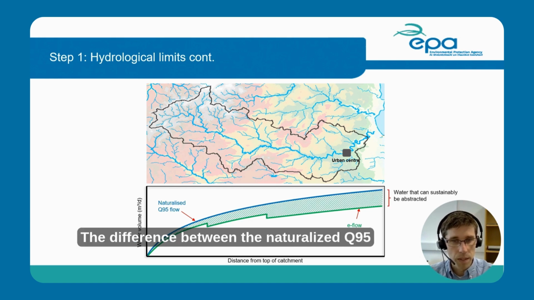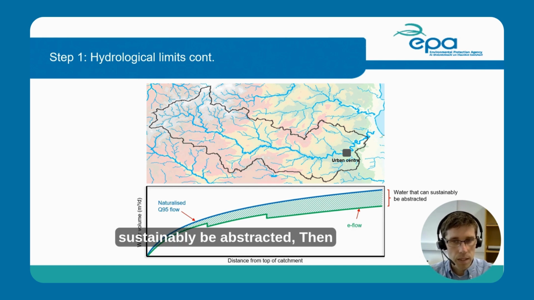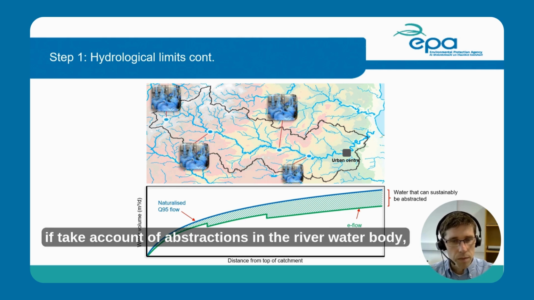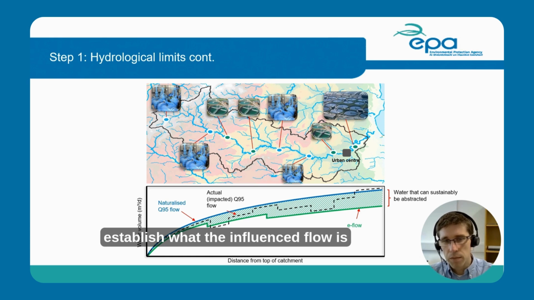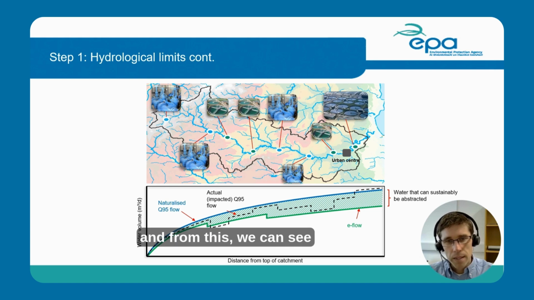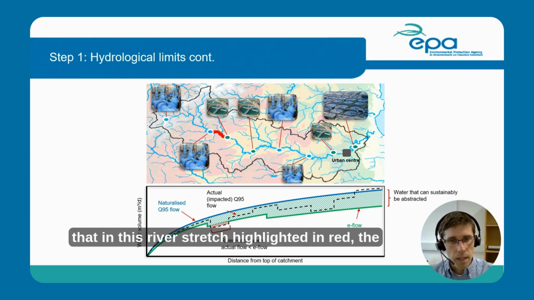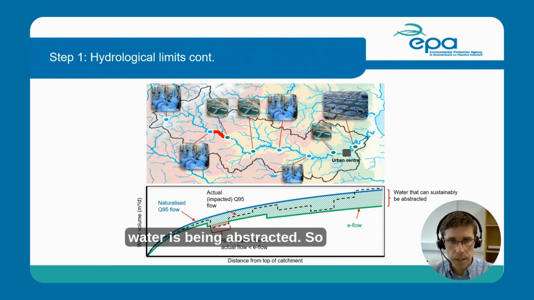The difference between the naturalized Q95 flow and the environmental flow is the water that can sustainably be abstracted. Then if we take account of abstractions and discharges in the river water body, we can establish what the influenced flow is, what's really happening in this river water body. And from this, we can see that in this river stretch highlighted in red, the E flow limits, the hydrological limits, are being breached. So in this river section, too much water is being abstracted.